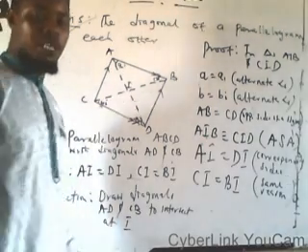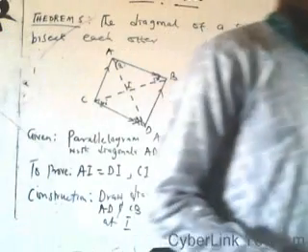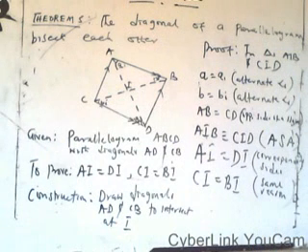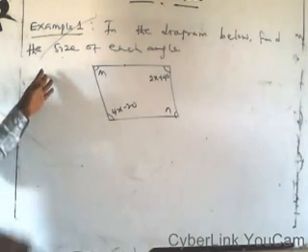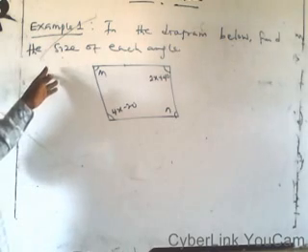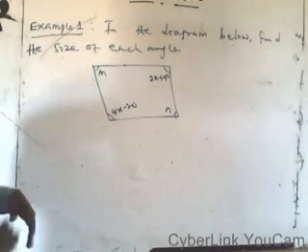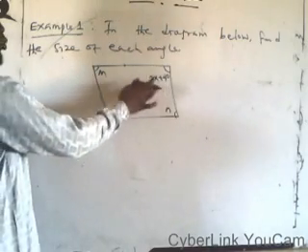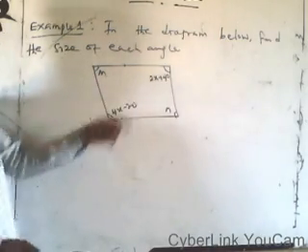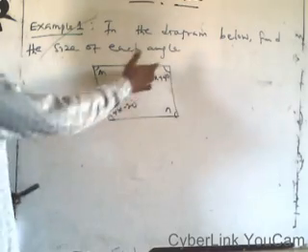So what we are going to do now is take one or two examples, after which we are going to call it a day. Now this is example 1. We are told that in the diagram below we have to find the size of each angle. This one is m, this one is n, this one is 2x plus 40, this one is 4x minus 20. So what is the size of the angle?